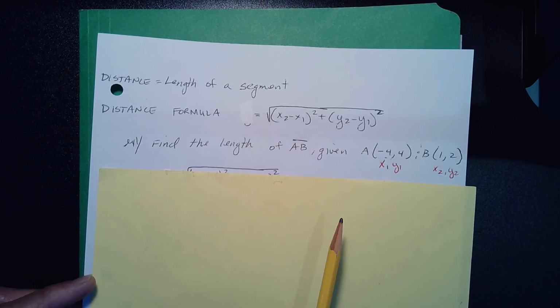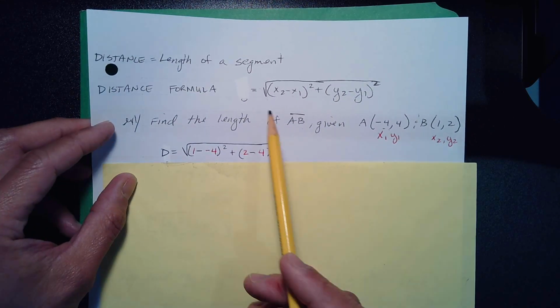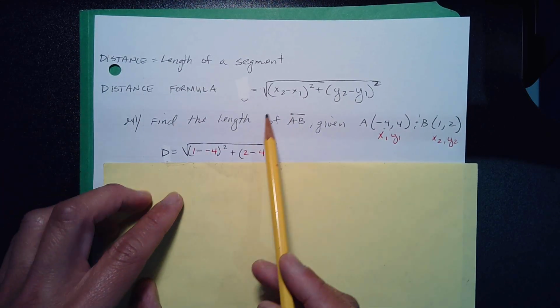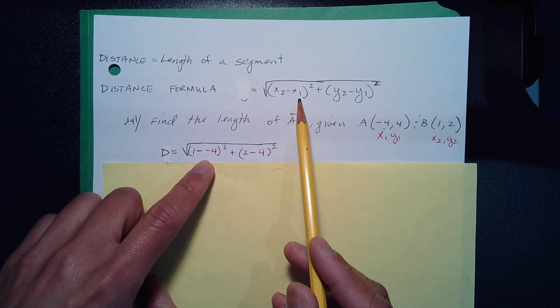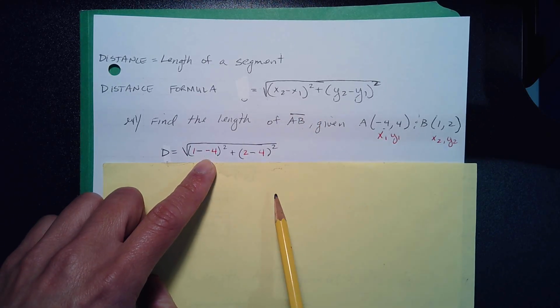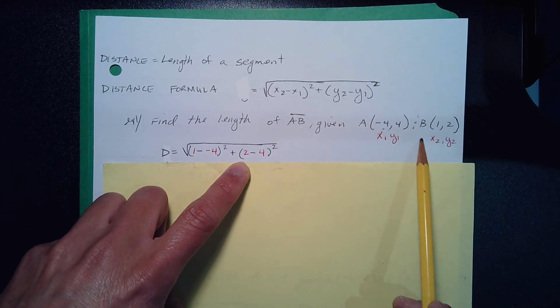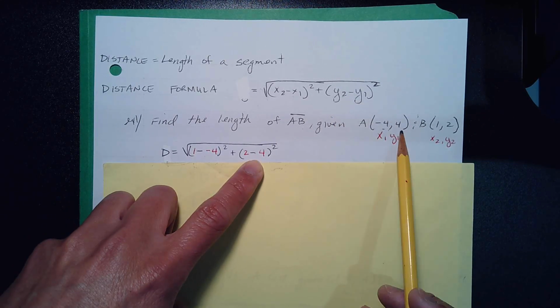So all I did was use the distance formula, and I just substituted. We said x2 was 1 minus x1 is -4, y2 is 2, y1 is 4.